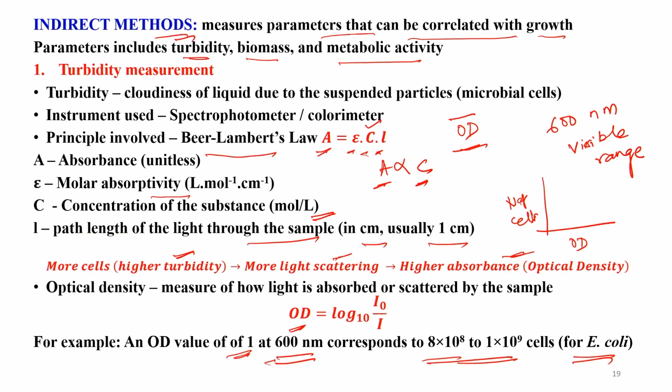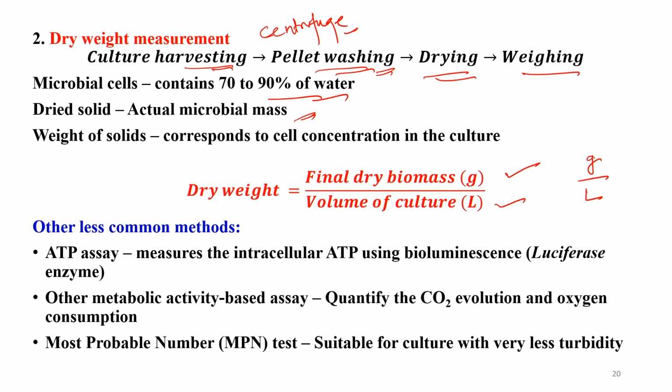In addition to these two methods, turbidity and dry weight, there are other methods like the ATP assay. It measures the intracellular ATP using bioluminescence. Other metabolic activity based assays, like one can evaluate the CO2 generation and oxygen consumption. Another method is the most probable number test. This is suitable for culture with very little turbidity.